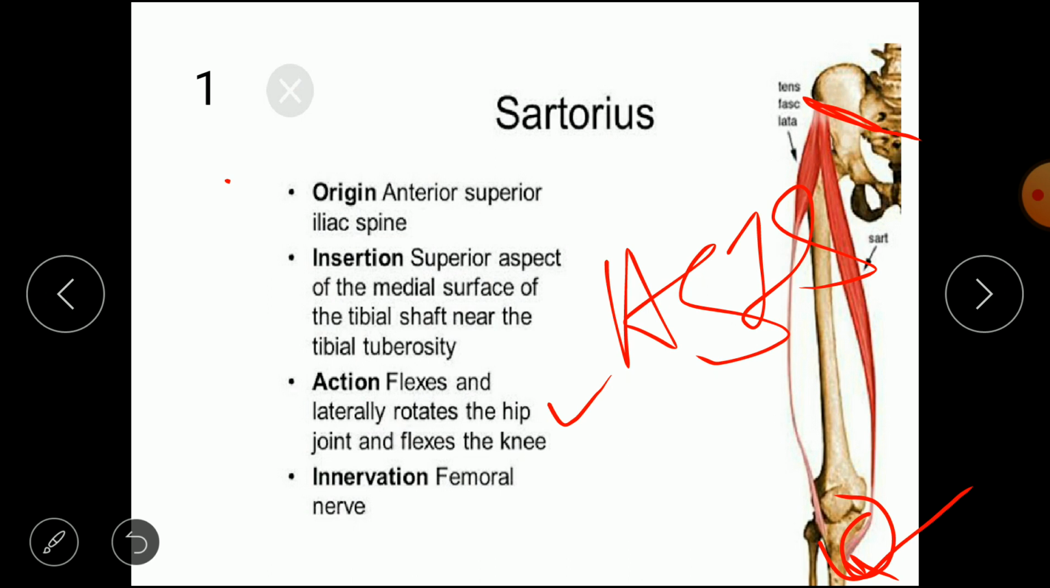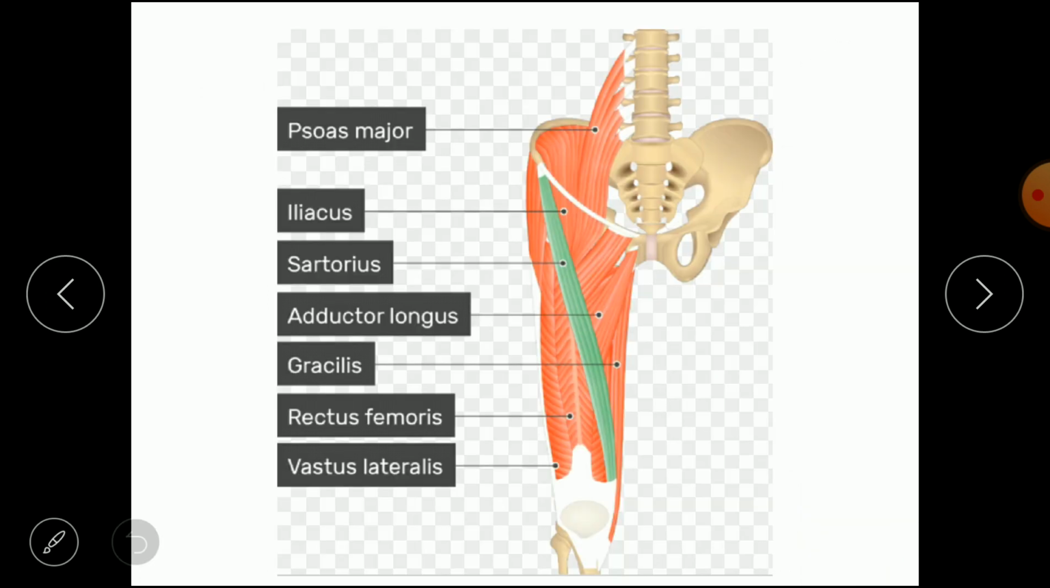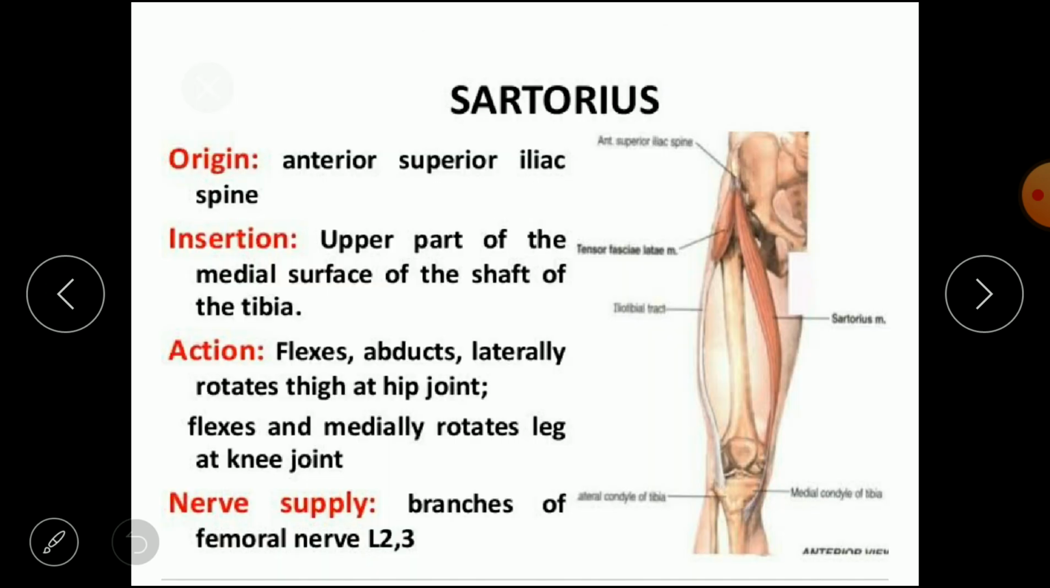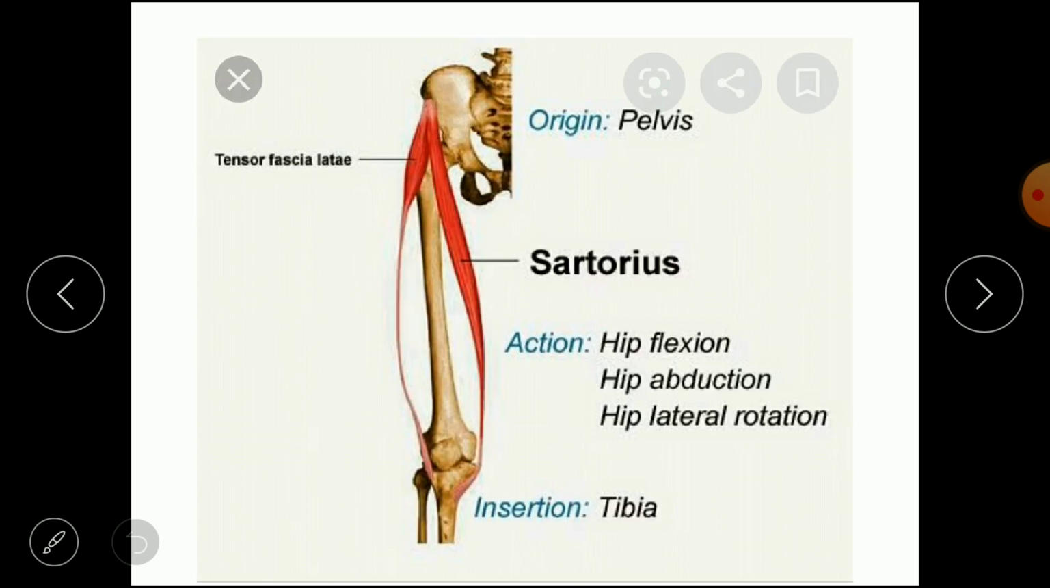So this is all about the sartorius muscle. Basically it is a strap like muscle, and it is the longest muscle of our body. This green colored one is our sartorius muscle, which inserts at the tibial tuberosity and originates from the ASIS. See, this is also sartorius.